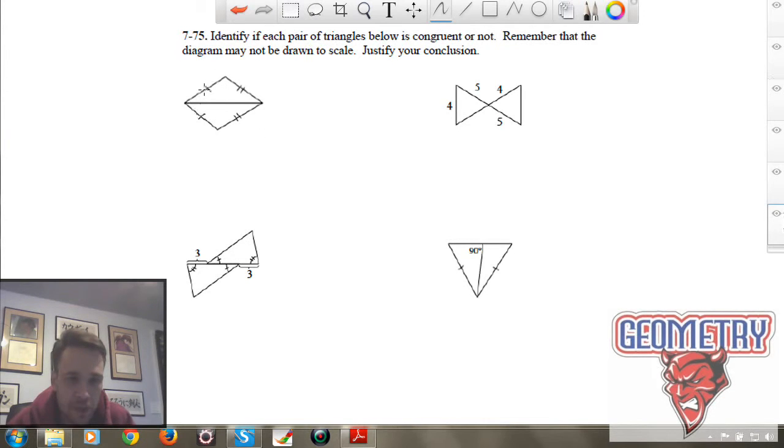We got one pair of sides that match up. We have a second pair of sides that match up, and we have a third pair of sides that is shared between both of them. So this looks like a textbook example of side, side, side congruency.